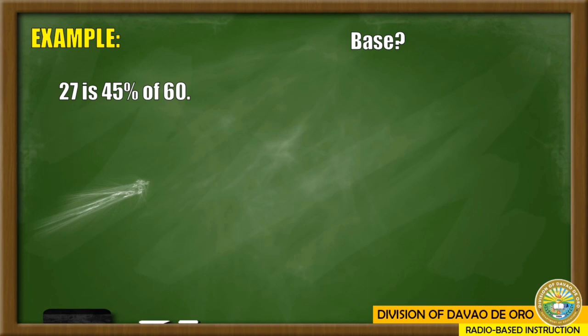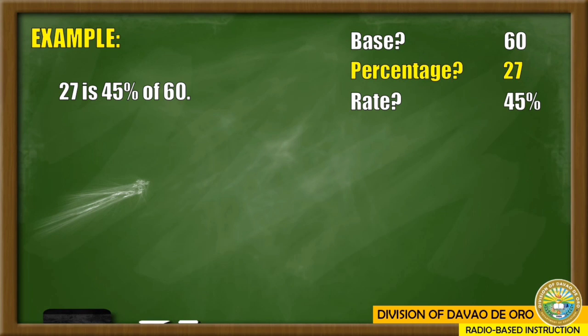So we are looking for the percentage. So the value of base, percentage, and rate. So what is our base? Very good, 60. Our percentage is 27. Our rate is 45%. Actually, it is very important to identify first the base and the rate in solving the percentage. So in this sentence, the percentage is already given. So we will try to solve using our formula and check if this number 27 is our percentage.